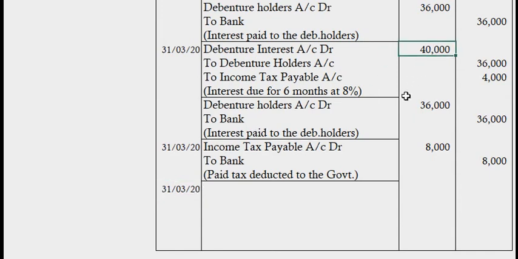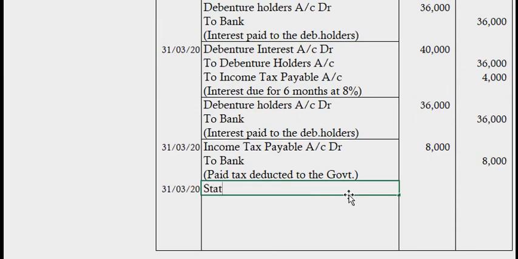We need to transfer this interest. Debenture interest is an expense, a fixed expense for this company. In the beginning we have said that debenture interest is a kind of charge against the profit. So this amount of interest is to be charged against the profit. That means it's a kind of fixed expense that is to be debited in the statement of profit or loss. So the interest expense should be debited to the statement of profit or loss.